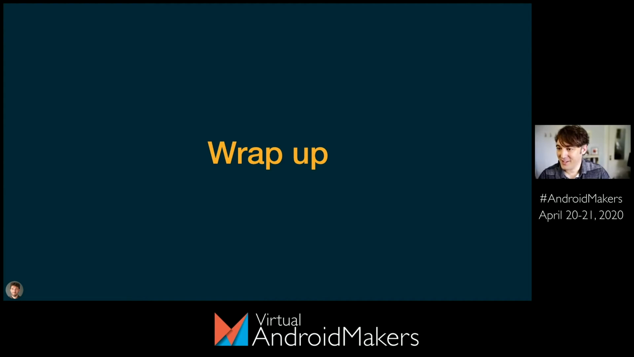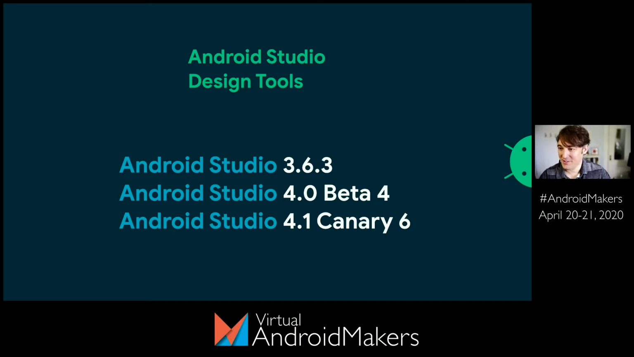Okay, so that lets us wrap up this talk. Here is a quick recap. We have Android Studio 3.6.3 as the current stable release of Android Studio. We are working really hard on the 4.0 release right now, in beta 4, but beta 5 is coming very soon, and we are hoping to get the stable release pretty soon as well, right?